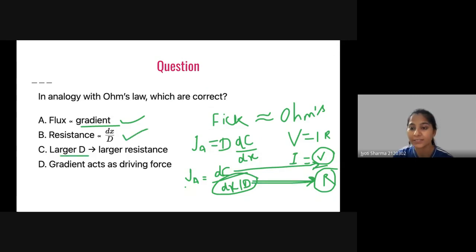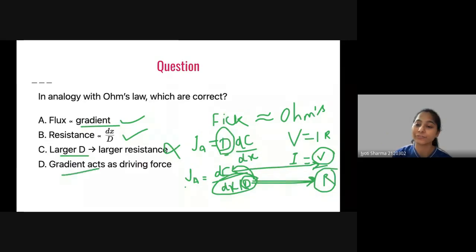Larger d, where d is the diffusion coefficient, means larger resistance. No, this is not the right answer, because here d comes in multiplication with dc, so d is directly proportional to your flux. Whenever we have a larger diffusion coefficient, we will have less resistance. So this is the wrong statement, because resistance is dx upon d, and d is in the denominator. That's how there is less resistance whenever we have a larger d.